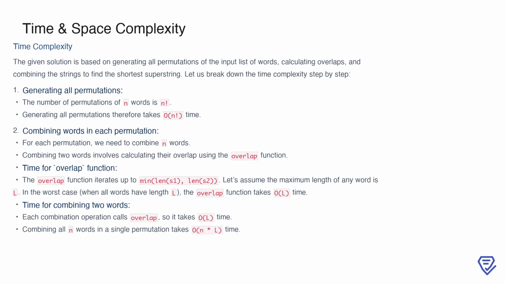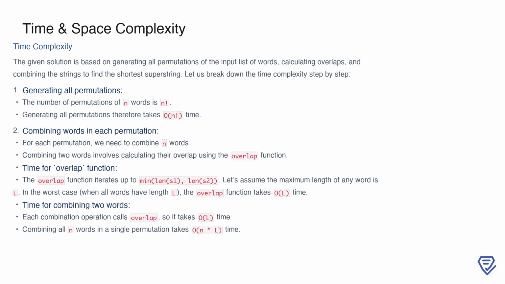Here, we analyze the time complexity of the solution. The first step involves generating all permutations of the n input words, which takes n factorial time because there are n factorial possible orderings. Once the permutations are generated, we then need to combine the words in each permutation to form a superstring. For this, we use the overlap function to calculate the overlap between two words. The overlap function iterates over the characters of the two words, up to the length of the shorter word. Assuming the maximum length of any word is L, the overlap function takes O(L) in the worst case.